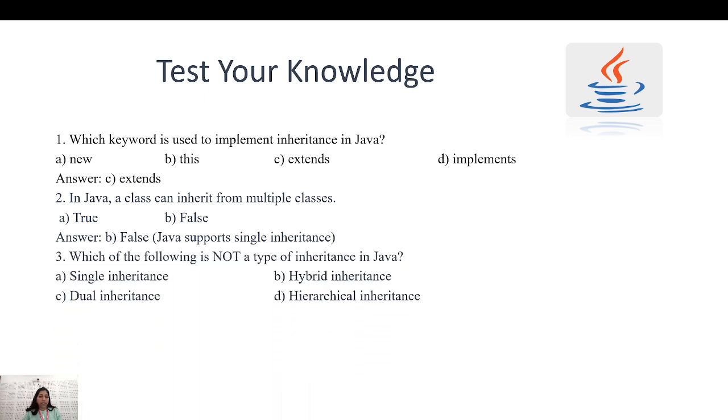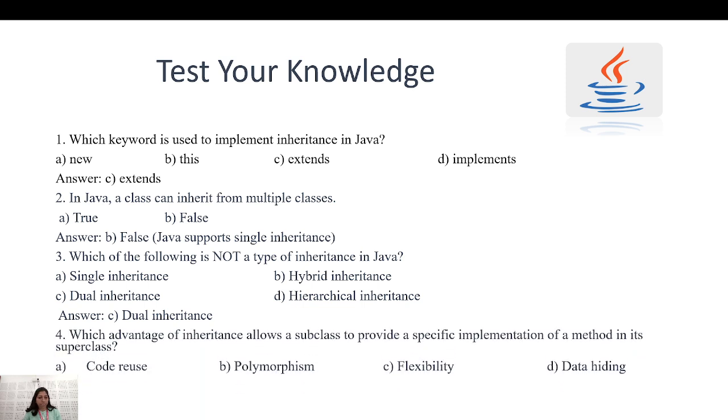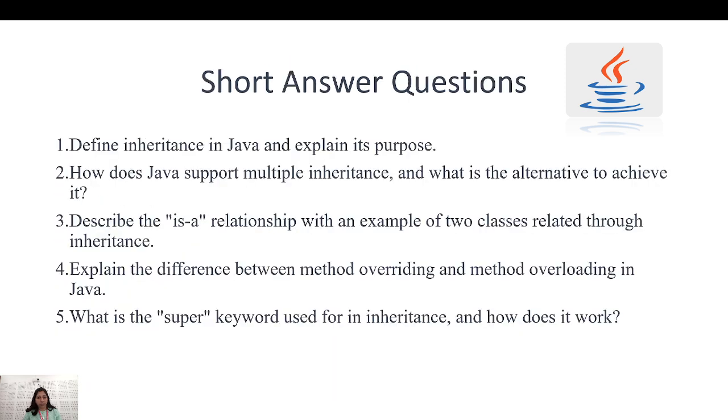Which one of the following is not a type of inheritance in Java? Single inheritance, hybrid, dual, and hierarchical. Which is not? Dual. That means it is the same as multiple inheritance. Which advantage of inheritance allows a subclass to provide a specific implementation of a method in its superclass? Code reuse, polymorphism, flexibility, and data hiding. Which one? Yes, polymorphism. Inheritance allows runtime polymorphism.